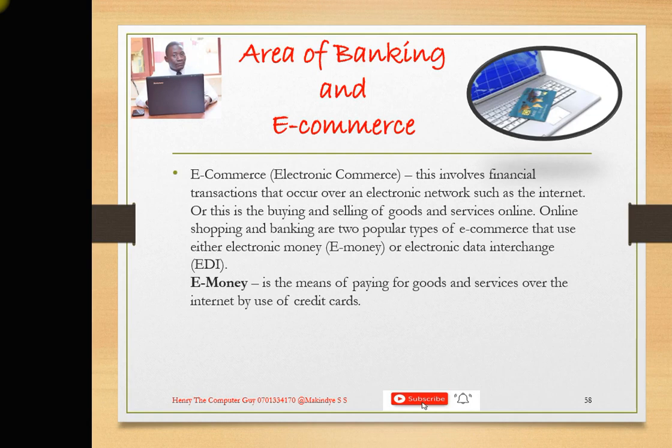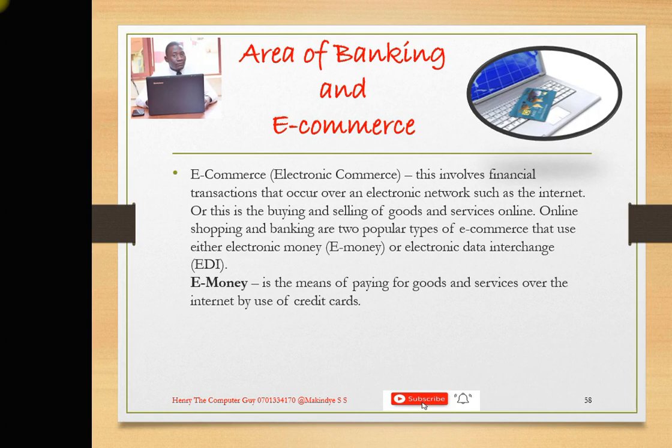So they are telling us that e-commerce involves financial transactions that occur over an electronic network such as the internet. Or this is the buying and selling of goods and services online. Everything is done over the internet. But remember, not all those businesses are real. So you have to always be careful when you're making an online transaction. The hackers are there, so sensitive information is always supposed to be private.